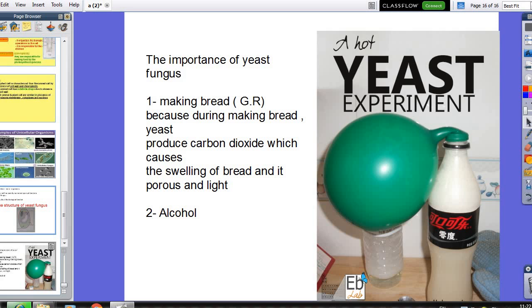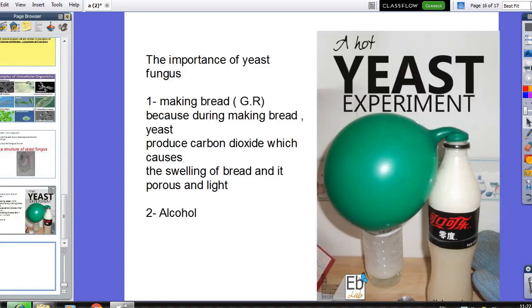When you have some yeast, some sugar and warm water, and put a balloon at the end of the bottle, what will happen? The volume of the balloon will increase, or it swells, and this is due to the formation of carbon dioxide. So this is the end of our lesson, and thank you.